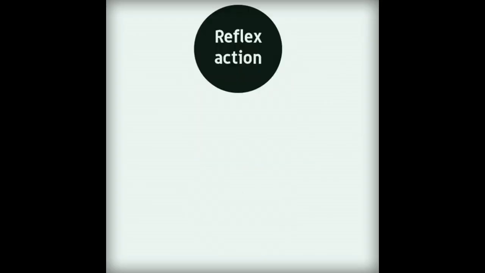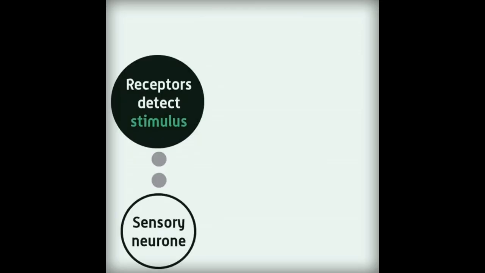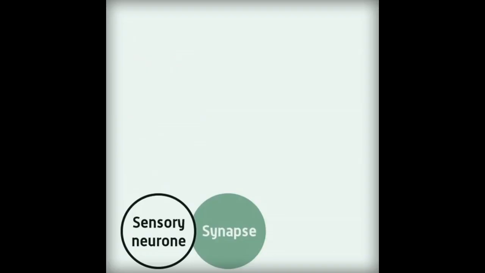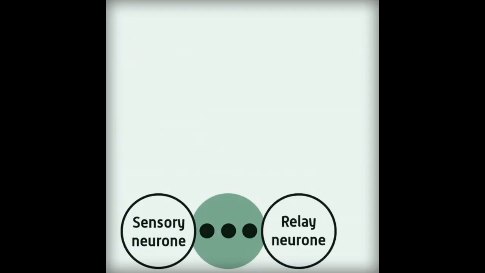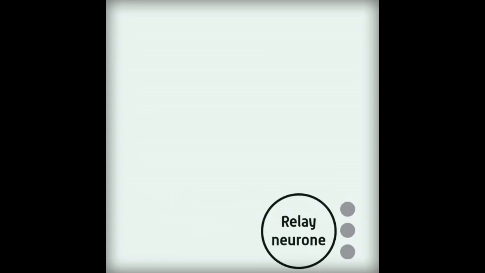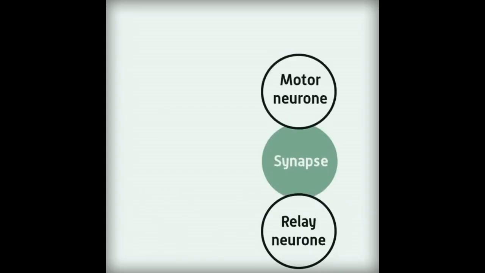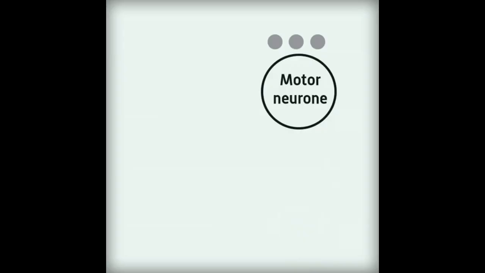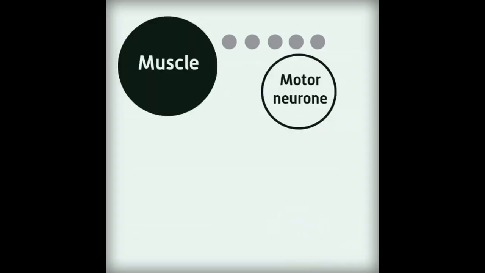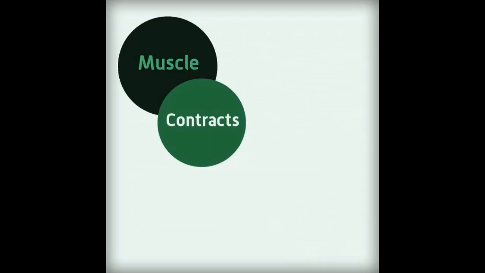In a reflex action, the sequence is therefore: 1. Receptors detect the stimulus. 2. An electrical impulse travels along the sensory neuron. 3. At the synapse between the sensory neuron and the relay neuron, neurotransmitters move across the gap. 4. A new impulse moves through the relay neuron. 5. At the synapse between the relay neuron and the motor neuron, neurotransmitters move across. 6. A new impulse moves through the motor neuron to the muscle. And 7. The muscle contracts.